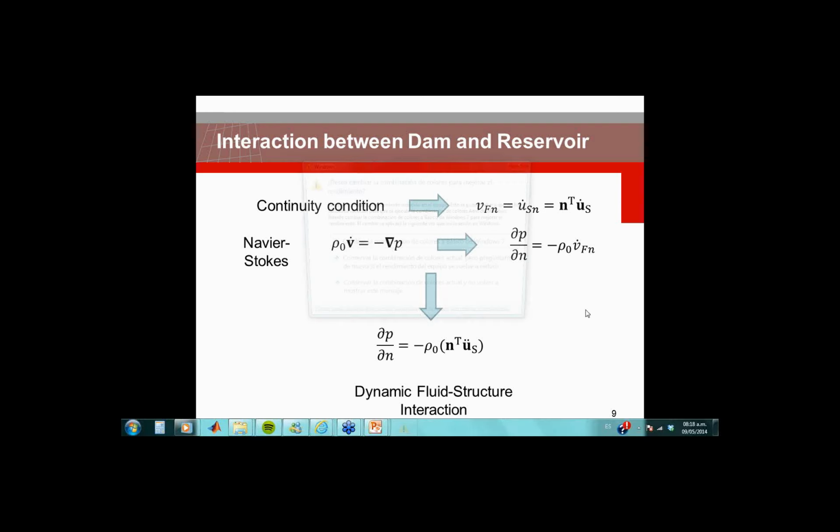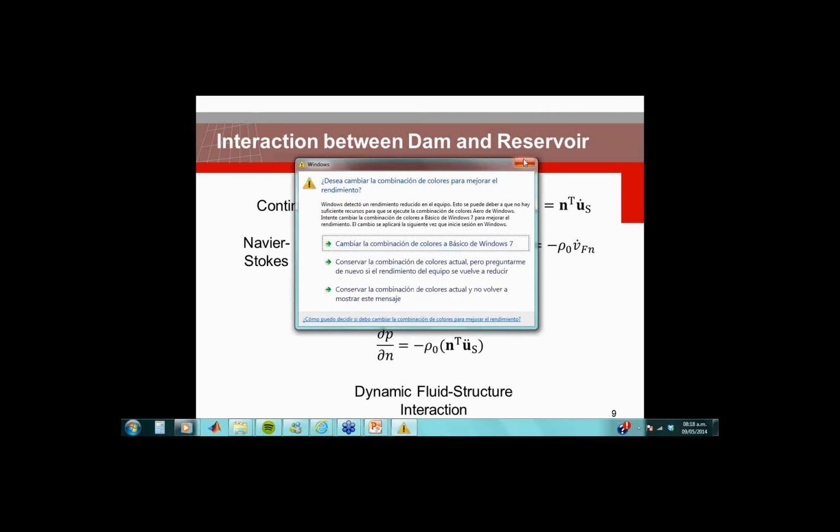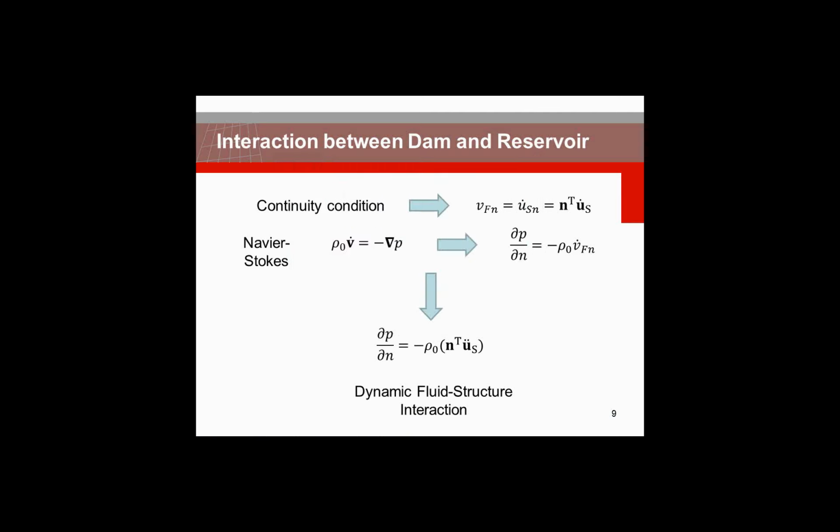For doing this, we use again the Navier-Stokes equation we presented previously, and we use this equation by means of a derivation in space and combined with, or replacing, the continuity equation, and we finally get the dynamic fluid structure interaction relation that simply says that the gradient of the pressure is equal to minus the density of the water times the scalar product of the normal vector of the interface surface and the acceleration of the particles of the dam in the same surface. So we have a relation of pressure with acceleration.